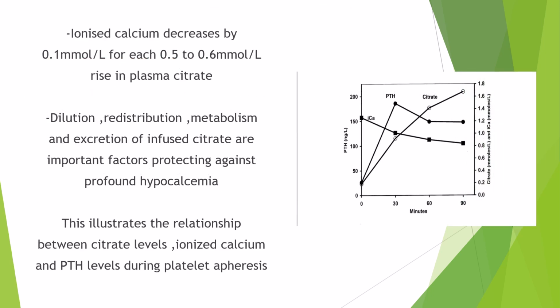Ionized calcium decreases by 0.1 millimole per liter for each 0.5 to 0.6 millimole per liter rise in the plasma citrate. The dilution, redistribution, metabolism, and excretion of the infused citrate are important factors protecting against profound hypocalcemia. So this illustrates the relationship between the citrate level, ionized calcium, and the PTH level during platelet apheresis.